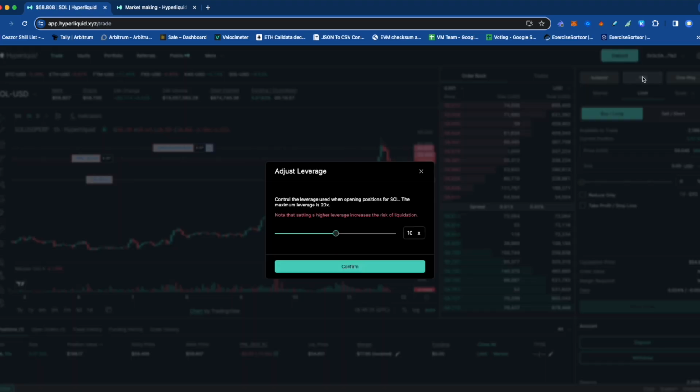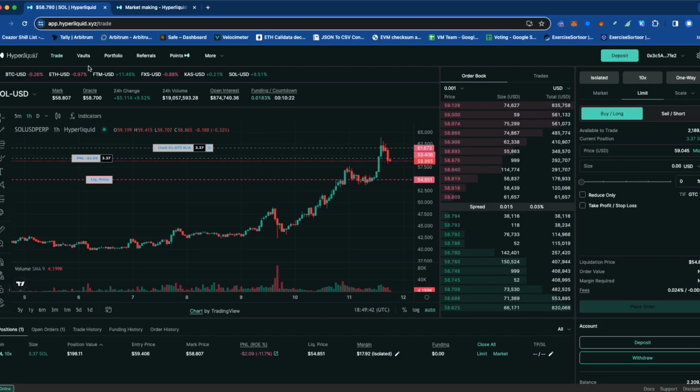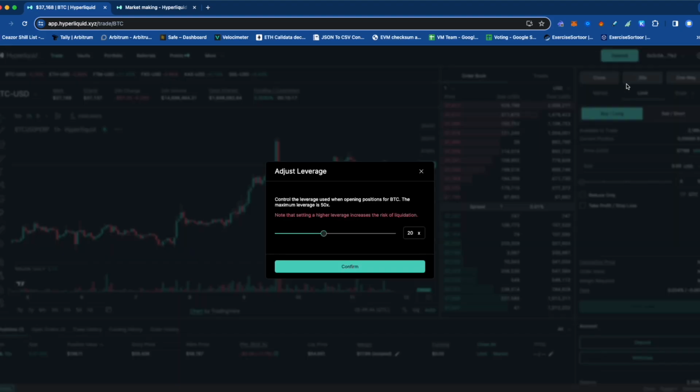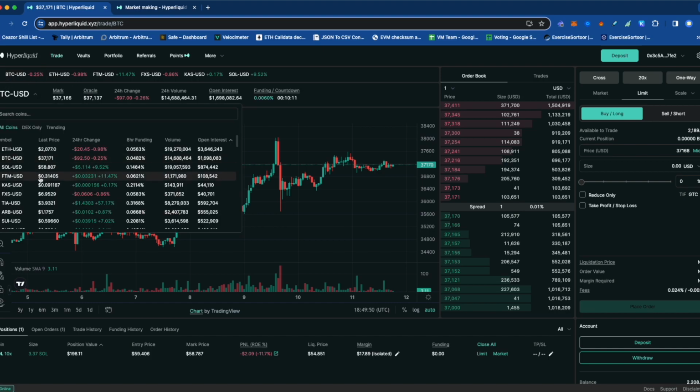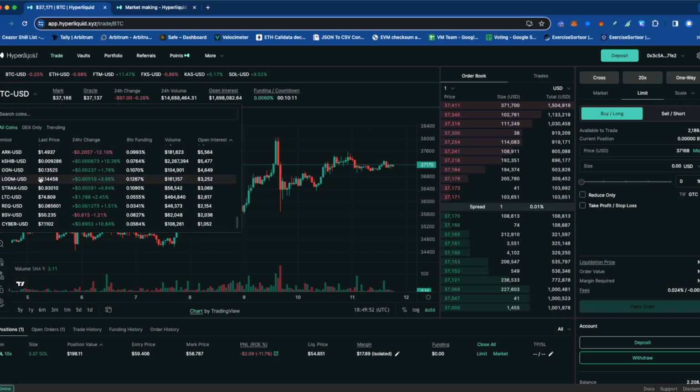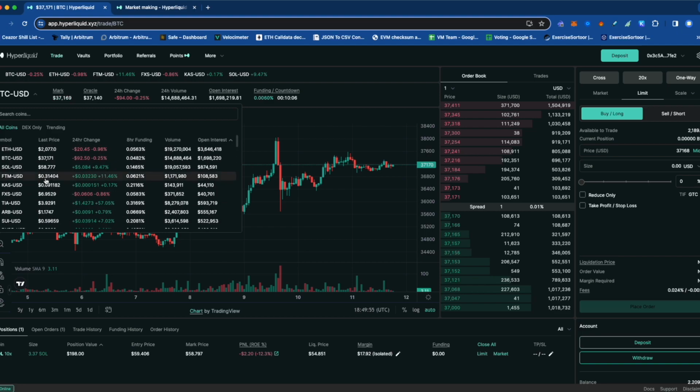The leverage changes per asset. As you can see, Sol has a max leverage of 20, whereas BTC has a max leverage of 50. So you can play around, and there's quite a few assets supported in here, as you can see. There's a lot of possibility there.